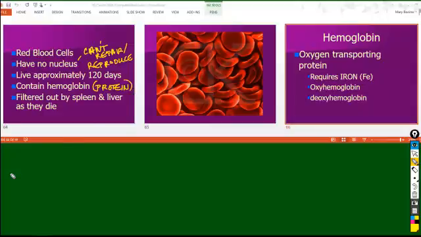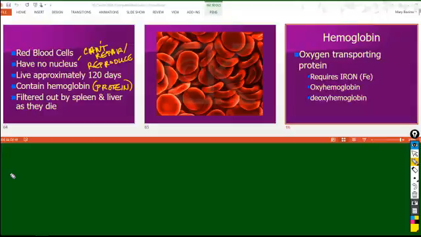And since they can't repair and reproduce, they are constantly dying off as they do their job until they get banged up and beat up enough that they can't do it anymore. And our spleen and liver are going to help filter those out and recycle all of the things in them. Because some of the things in there, the hemoglobin, but in particular the iron that is in them, is a valuable resource to our bodies. And we want to recycle that, not just let it be removed from the body as a waste component.